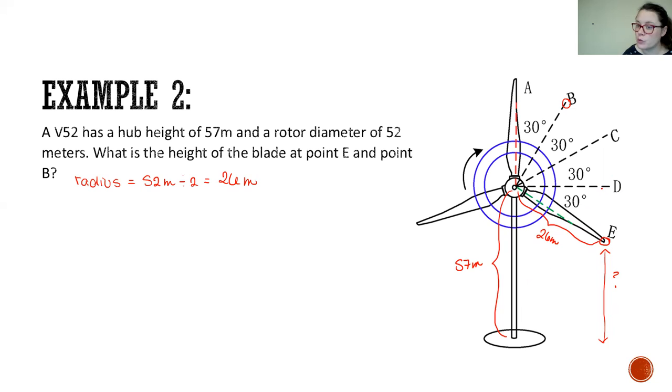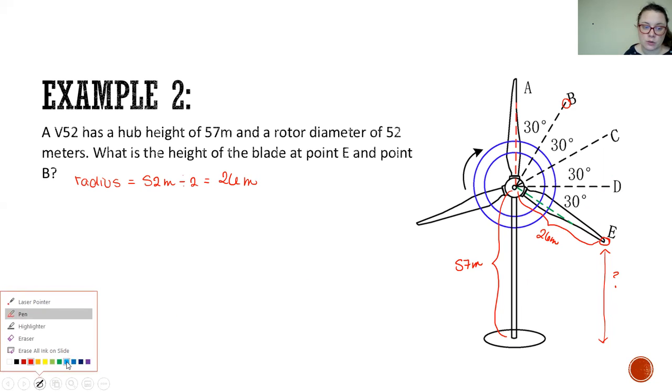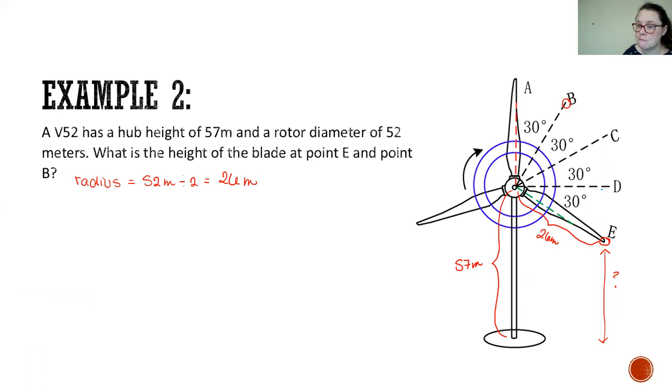So we're going to want to figure out, I'm going to see if I can switch colors here. Hopefully this blue shows up okay. So if we can figure out what this measurement is, we will be able to solve what the height from the ground is. Well, if we look, we have a triangle with a hypotenuse. There's our right angle here.